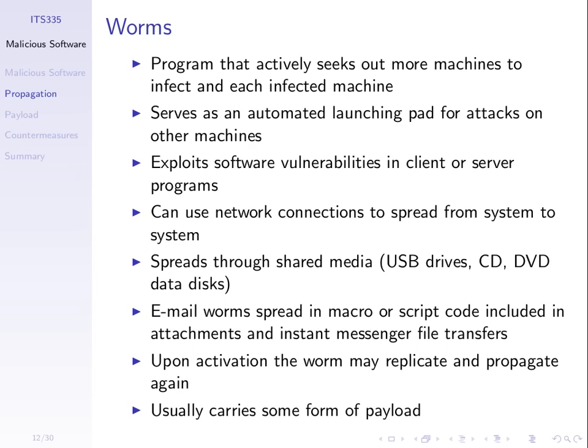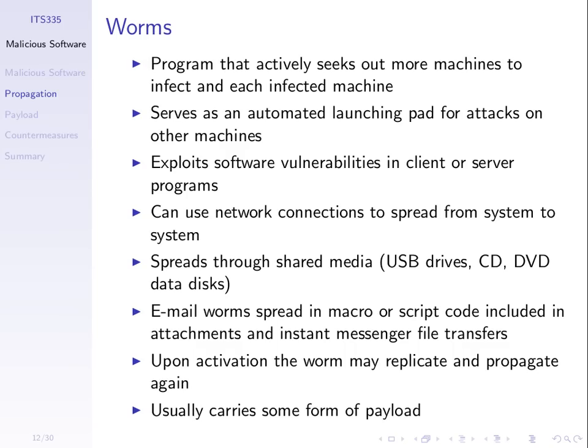Worms. There are some similarities between a virus and a worm. A virus infects a program and copies itself to other programs. What does a worm do? A worm is a program, usually a standalone program, that seeks out other, usually other computers, to infect.